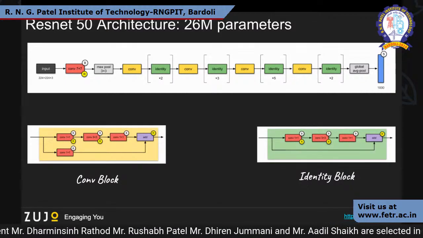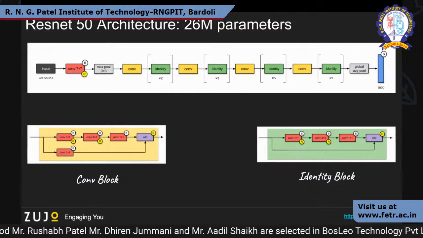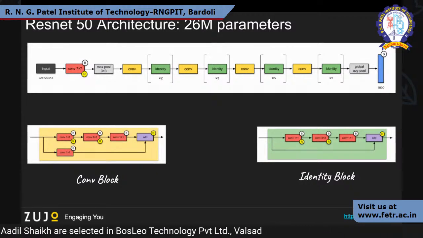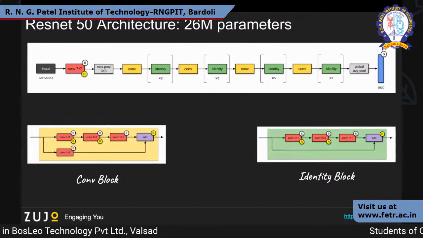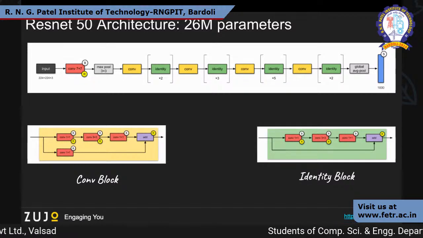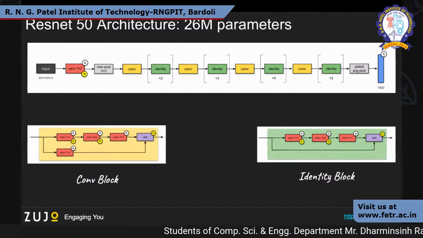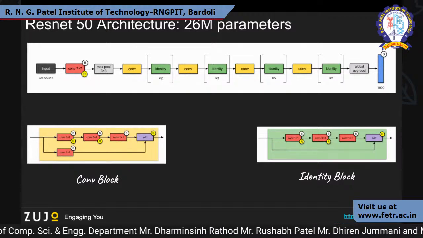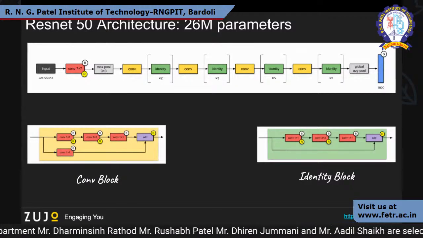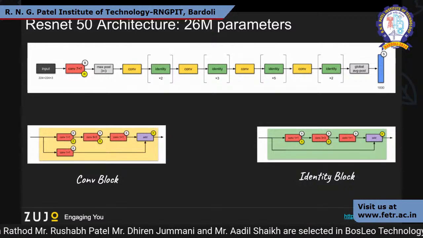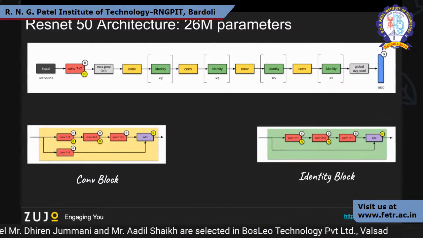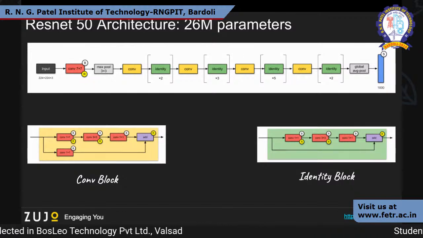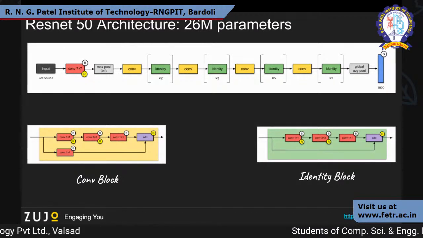In this network, you can see two major blocks. One is the convolution block, another is the identity block. In the convolution block, one path moves forward with 1 by 1, 3 by 3, and 1 by 1 convolutions. Another is directly branching out and then adding back in, skipping the three layers. The same goes for the identity block.